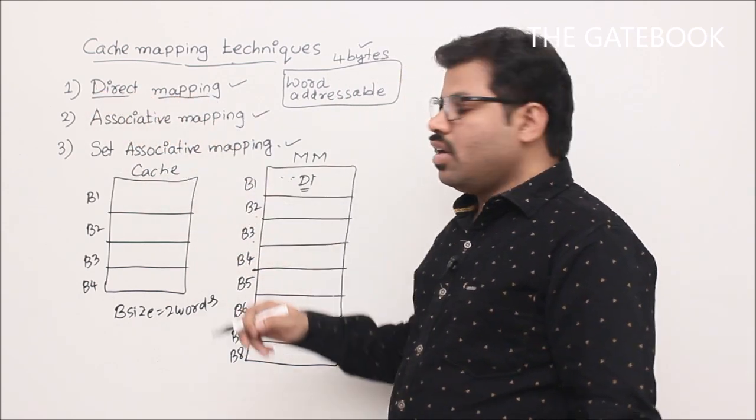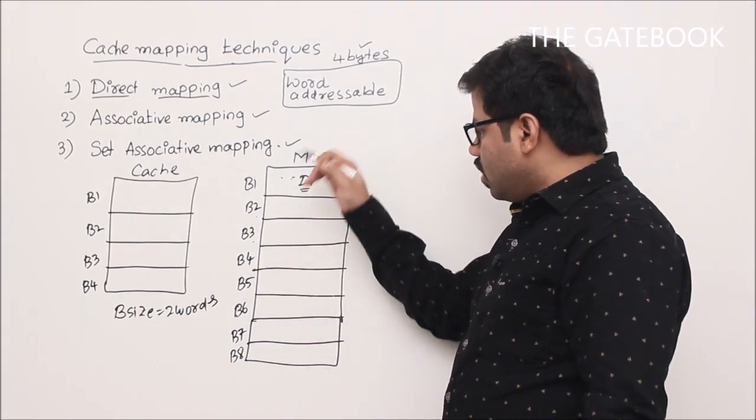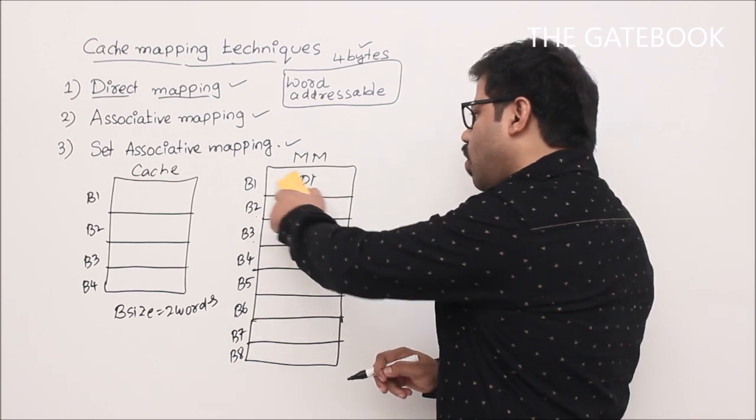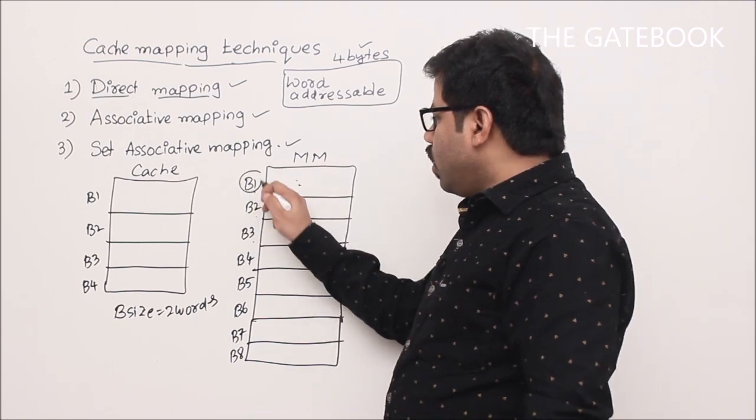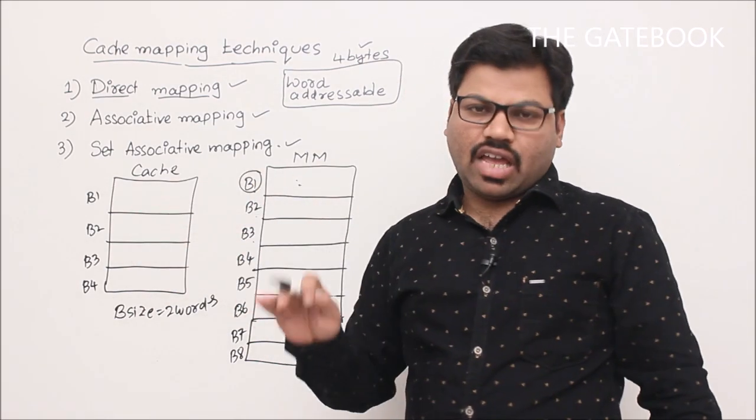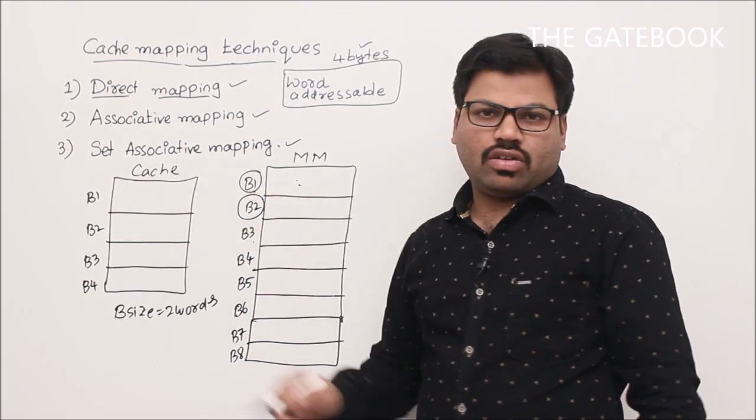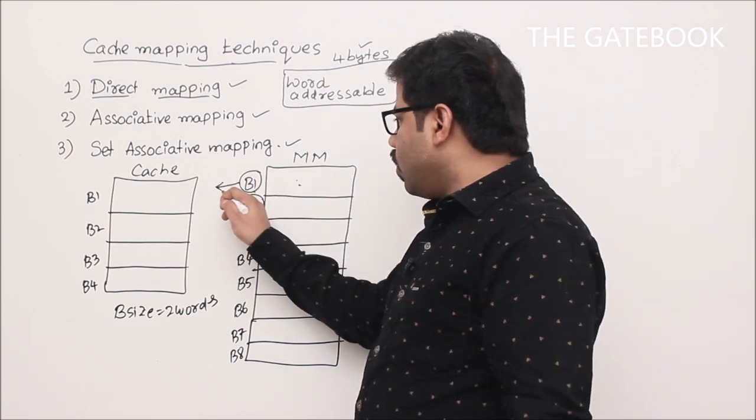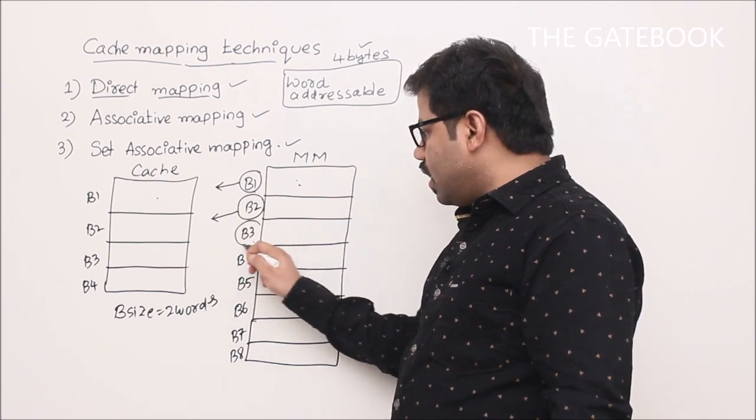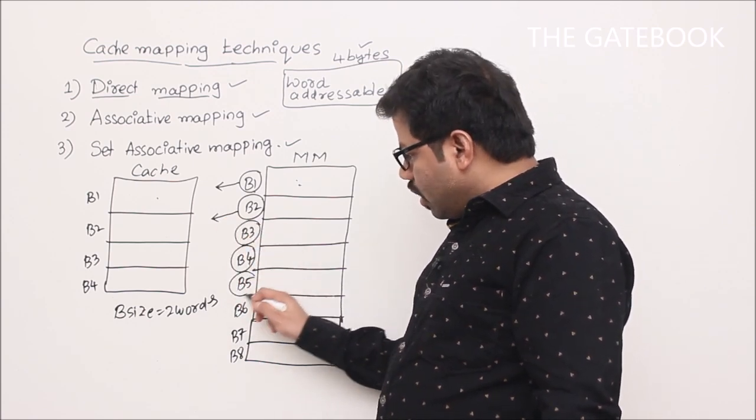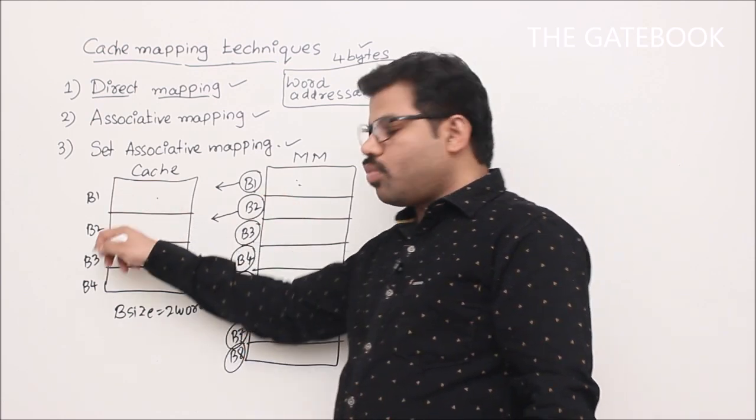In direct mapping, we say like this: my dear main memory block number 1, you will go to only some specific location in the cache. I will tell you what that is. Similarly, B2 also can go to only a specific block. In that way, every block can go to only a particular block. But according to the pigeonhole principle, you have here 8 blocks and you have only 4 blocks here.